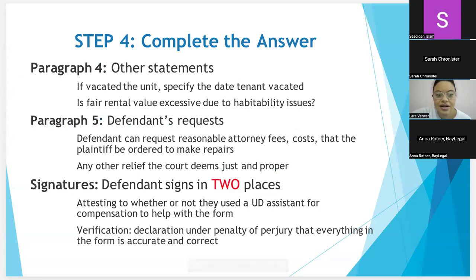So now this is kind of going towards the last pages of the answer. Paragraph 4 is any other statements. If the tenant vacated the unit, they'd want to specify the date that they vacated, because the unlawful detainer is about possession of property. The landlord files it because they want possession of the property back.